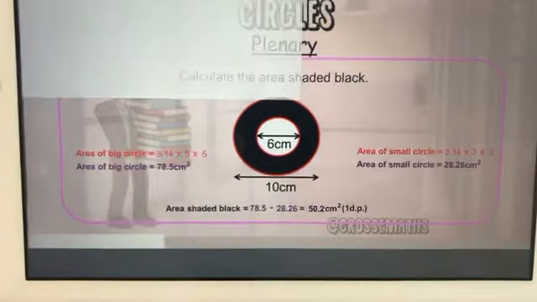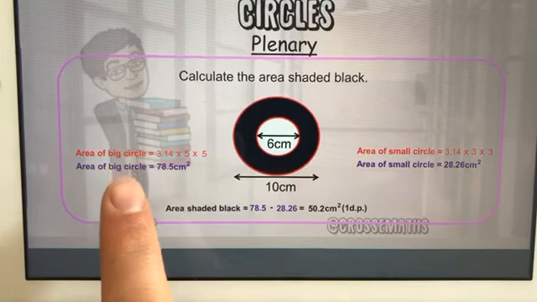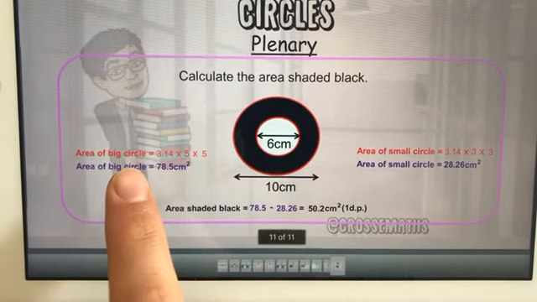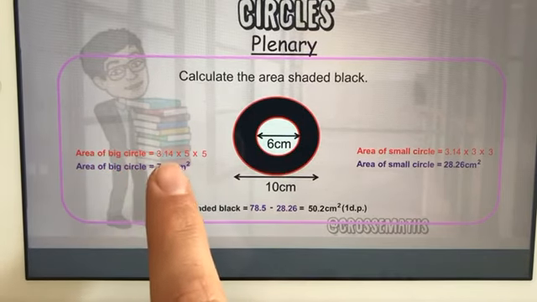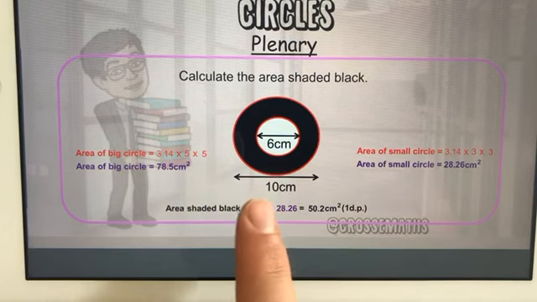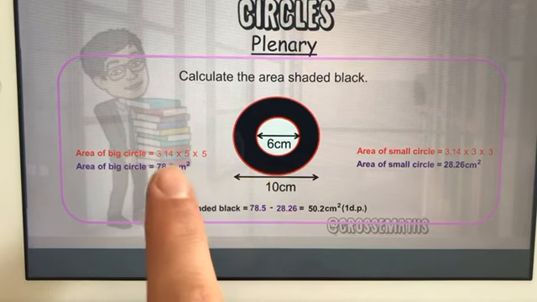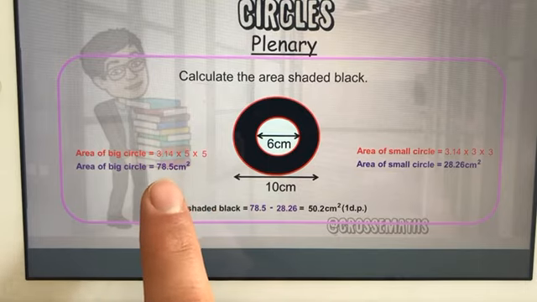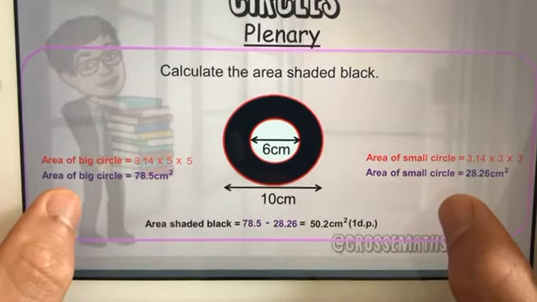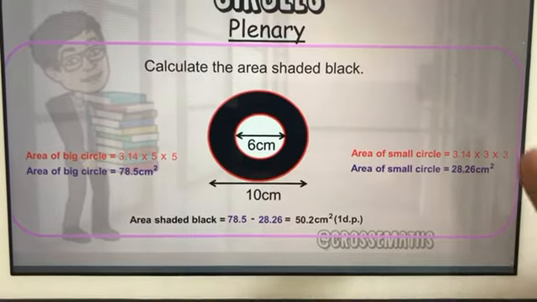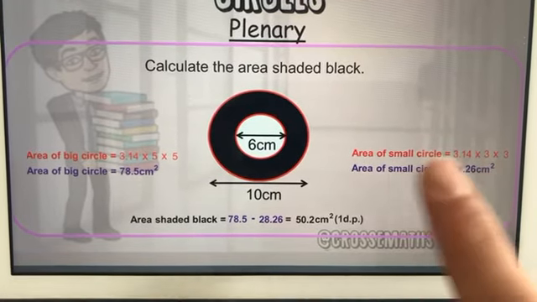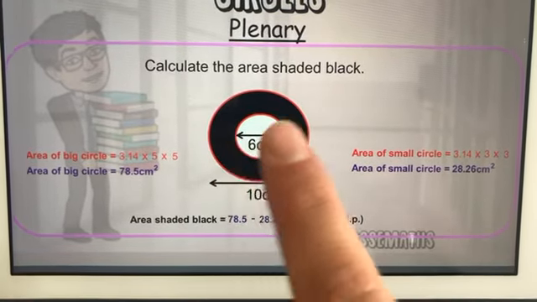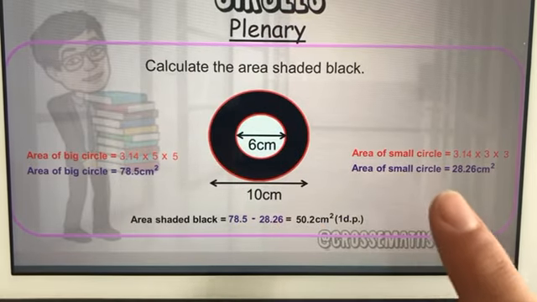Right then, so what you should have, okay, you need to work out the area of the big circle first, that's pi times r squared. However, the big circle, the radius is not 10. The radius is only half of it, remember. So it's going to be pi times 5 squared, which will give you 78.5. And then the area of the small circle is pi times 3 squared, because remember, we're not using the diameter, we're only using half, so we're going to be using 3. Pi times 3 squared gives you 28.26.